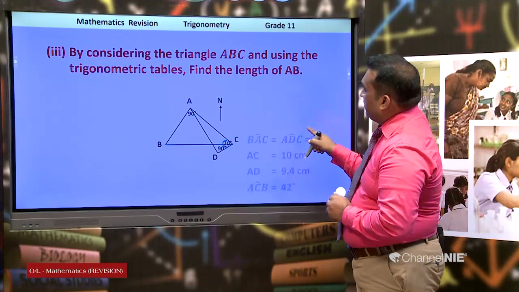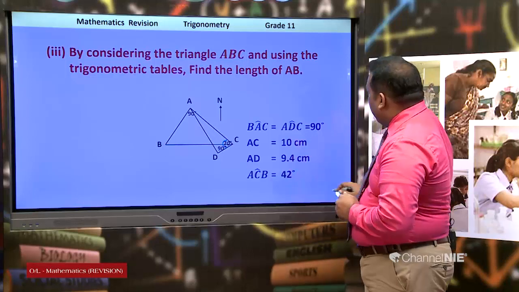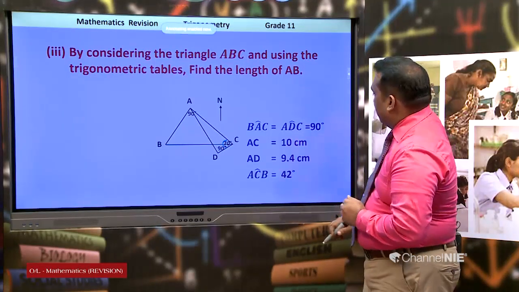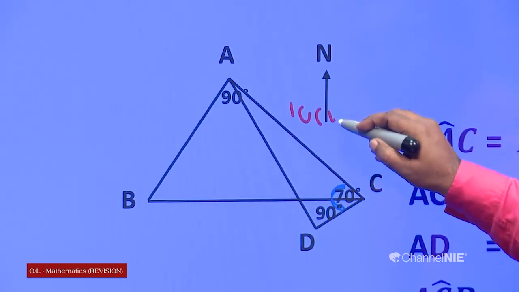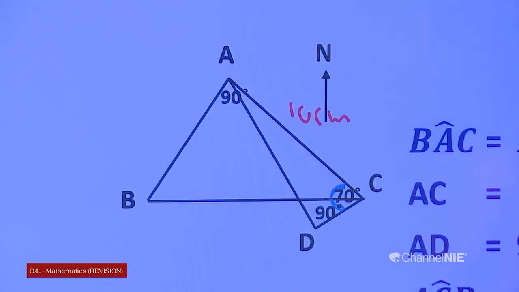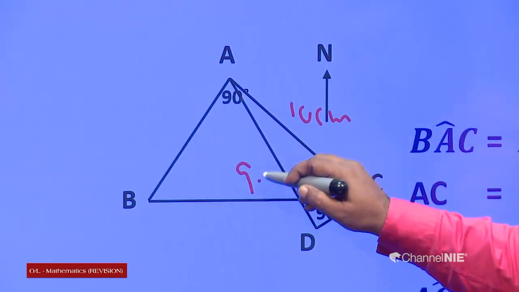Then BAC, ADC 90 degrees. Here AC is 10 centimeter. AD 9.4.